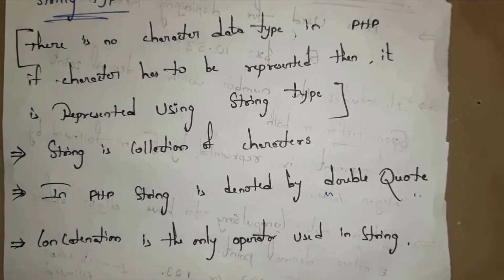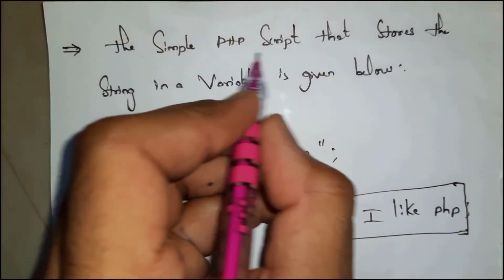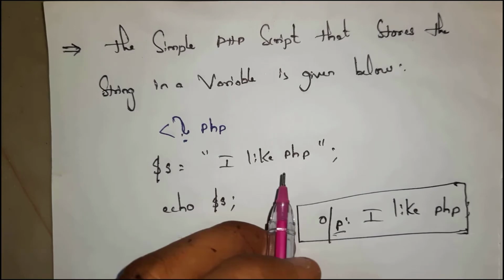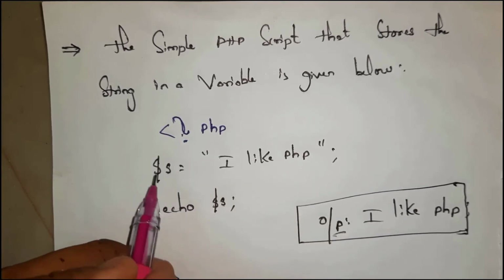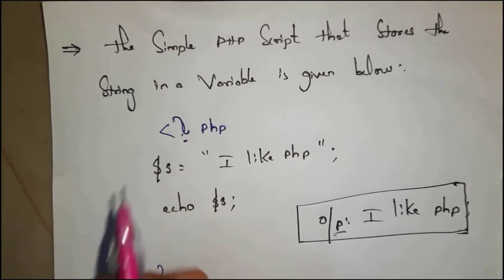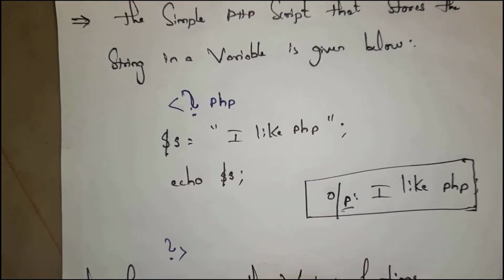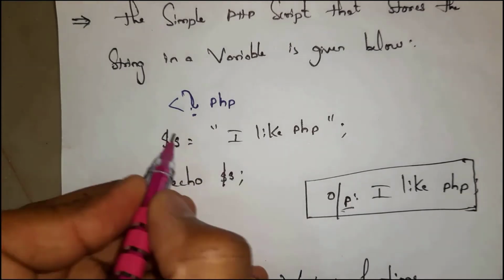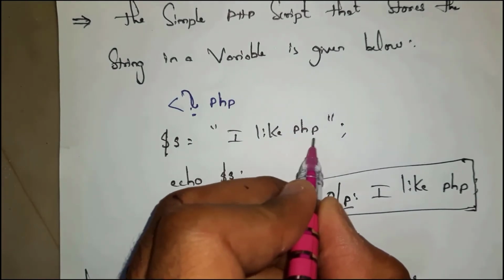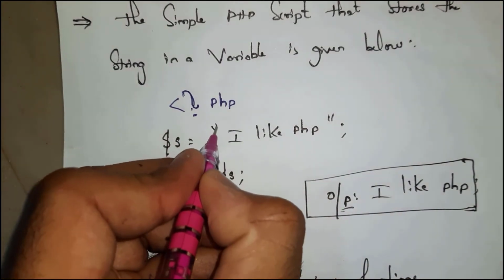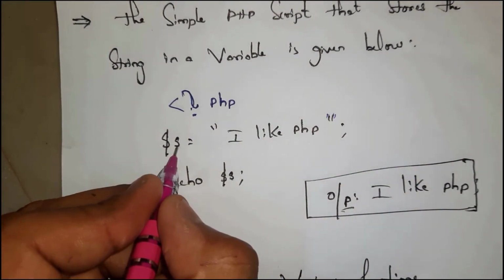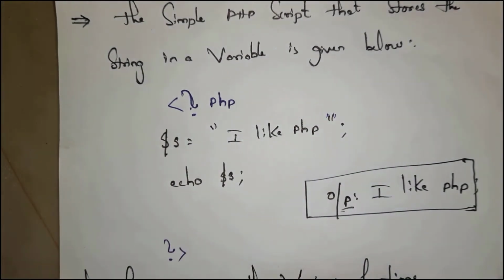Concatenation is the only operator used in string. See the simple PHP script that stores a string in a variable. See this example. Less than question mark PHP we have to include at the start, and question mark greater than at the end. See $s is equal to "I like PHP". This I like PHP is a string. It is denoted by double quote both at the start and end.